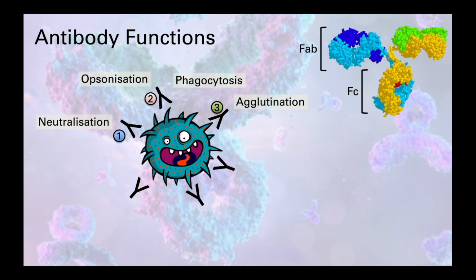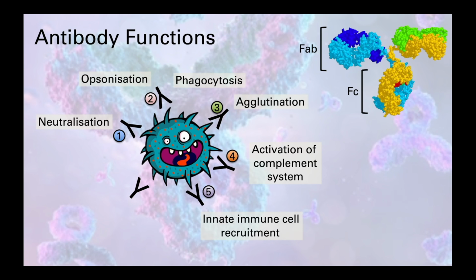Antibodies, especially IgA and IgM, because of their multivalent nature, are able to cross-link multiple epitopes on pathogens, and therefore limit their movement, as well as flag them for destruction. IgG, especially IgG3, and IgM are potent activators of the classical pathway of the complement system, whilst antibody release can drive the recruitment of innate immune cells to the site of infection.